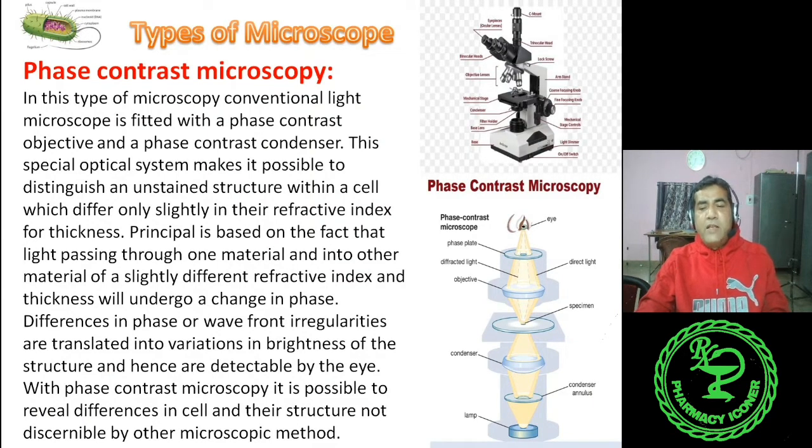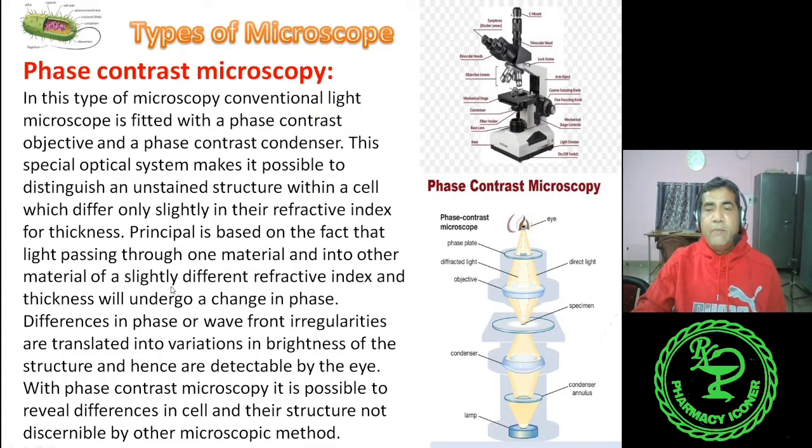Next is phase contrast microscopy. In this type of microscopy, a conventional light microscope is fitted with a phase contrast objective and a phase contrast condenser. This special optical system makes it possible to distinguish an unstained structure within a cell which differs only slightly in its refractive index or thickness. The principle is based on the fact that light passing through one material and into another material of slightly different refractive index and thickness will undergo a change in phase.